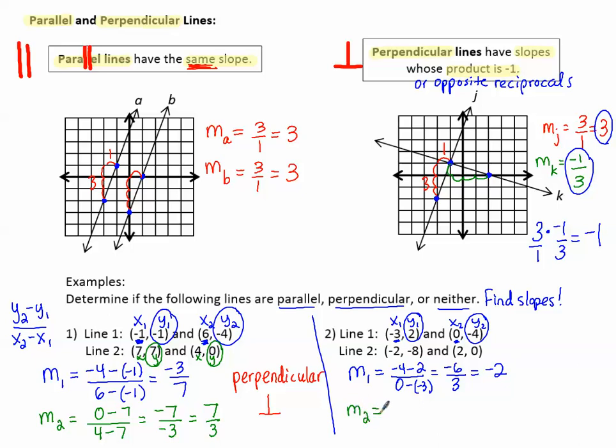Let's take a look at the next line. Slope of line 2. Start with the y's. 0 minus -8 and 2 minus -2. That makes 8 divided by 4. That makes positive 2. Now, these are opposites, a negative and a positive, but they are not reciprocals. Since they are neither opposite reciprocals nor the same slope, these are neither parallel nor perpendicular.